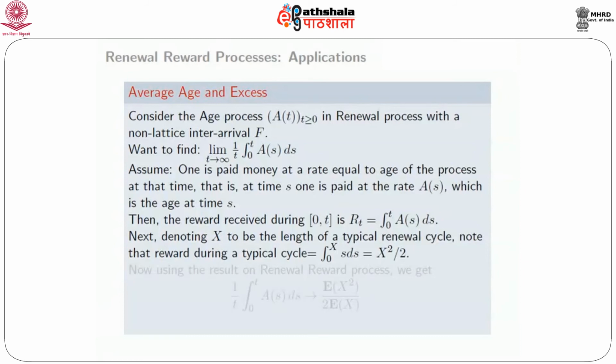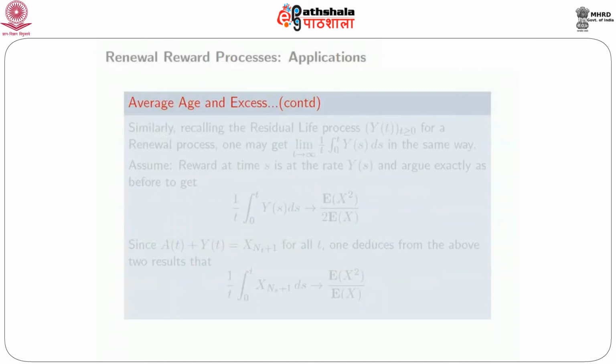So the total reward during a typical renewal cycle would be X²/2. Now using the result on renewal reward processes, what we get is that the quantity (1/t)∫₀ᵗ A_s ds, which is the same as R_t over t, converges to the expected value of the reward during a typical cycle, which is half of E[X²], divided by the expected length of a renewal cycle, which is E[X]. So we get E[X²]/(2E[X]) as the limit of (1/t)∫₀ᵗ A_s ds. So let's continue with that.